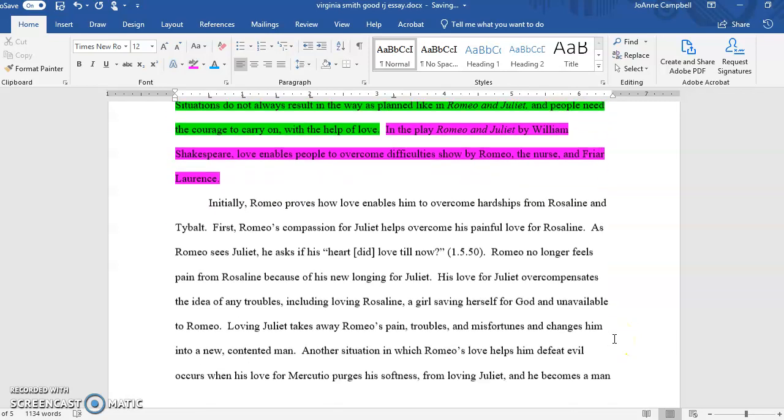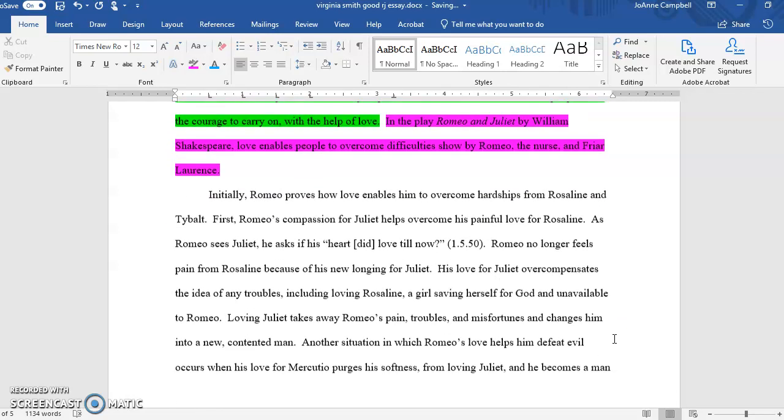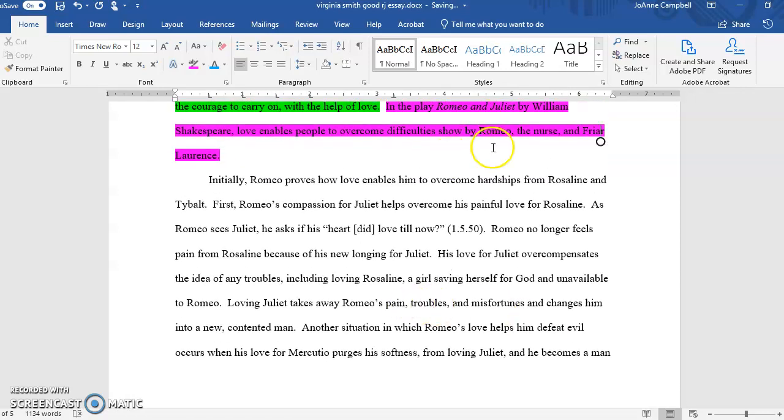Okay, I'm just going to go over one of the main body paragraphs to give you an idea. So first up in the thesis statement is Romeo, so this should be the Romeo paragraph, and it is. So she has her topic sentence first. You do need a topic sentence, and it's going to start with a transitional word. So our topic sentence here: Initially, Romeo proves how love enables him to overcome hardships from Rosaline and Tybalt.